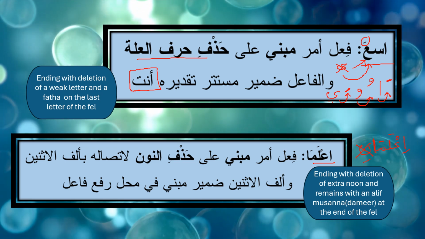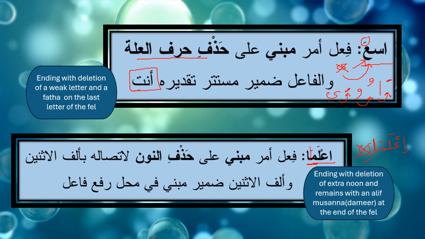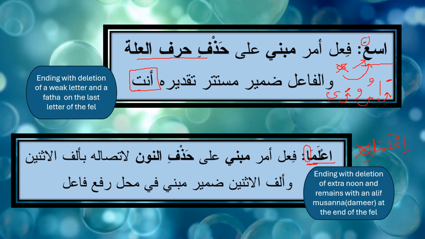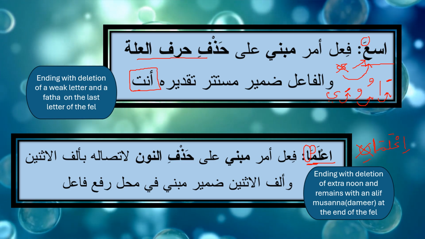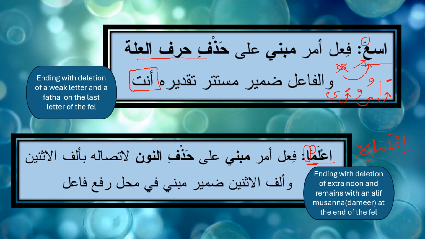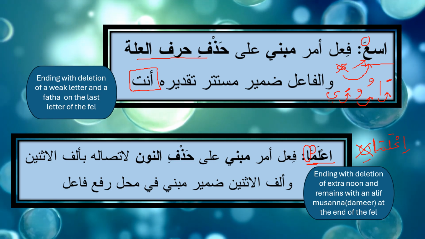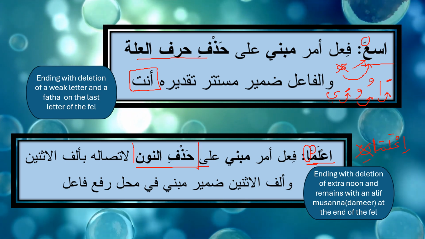This cannot be deleted. So our main structure in the command is with the alif. So this is the damir alif al-muthanna which remains, and before that you can see there is a fatha over the previous letter meem. So when a fi'l comes from the af'al al-khamsa, what will be your i'rab? We have a fi'l amr mabni ala hadhf an-noon.